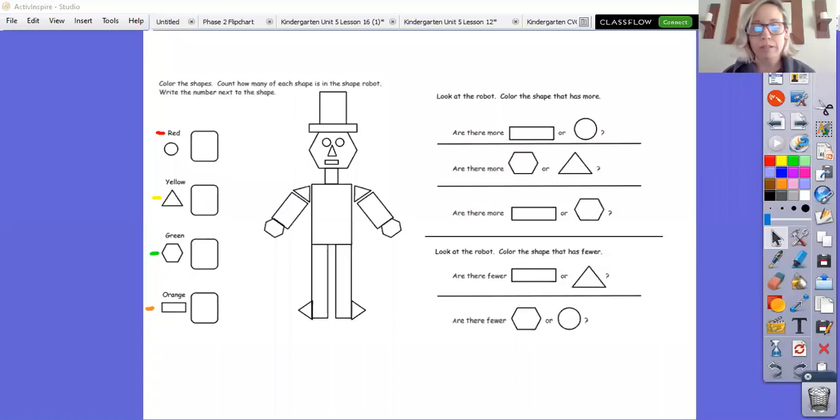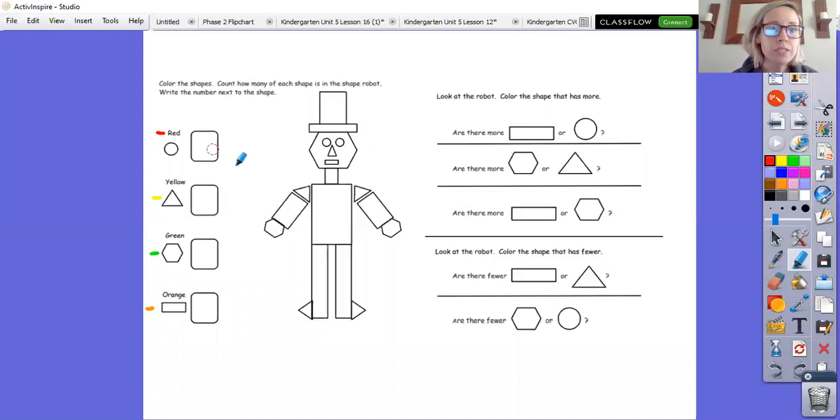So right now, I'm going to share the screen with you, okay? All right, so you should see a little man on here, and he is my little robot. This should actually be in your packet as well. The directions say to color the shapes. Count how many of each shape is in the shape robot. Write the number next to the shape. What we're going to do, and I'm going to make it a little bit quicker, is I'm going to use the highlighter and I can shade in things, okay?